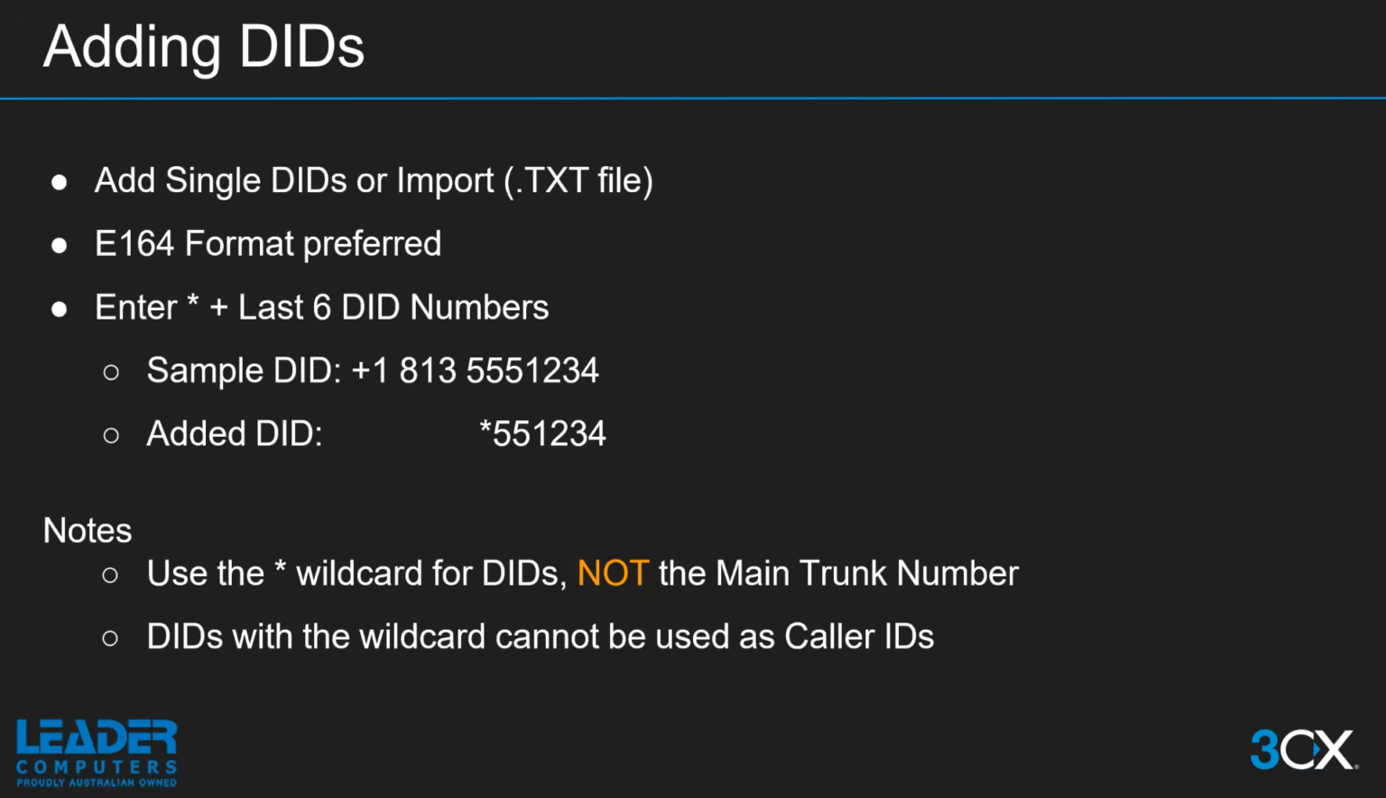adding DIDs. You can add DIDs either as a single DID or as a group of DIDs, like you can upload a .txt file or an XML file directly to the SIP trunk. So for example, let's say you have 500 DIDs and you don't want to copy paste or type each and every number, each and every single line. If you have an XML file or a TXT file with all the DIDs, you can upload that to the SIP trunk.